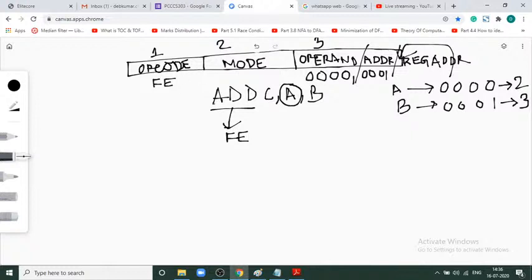If the data on which you are operating is specified by a register, then it is known as register addressing mode. For example, in this example, ADD C, A, B. Here the value 2, which is my first data, is stored in the A register. My second data, 3, is stored in the B register. So the A register stores 2, the B register stores 3, and A and B are registers. So hence I should write the mode of this instruction ADD C, A, B as register addressing mode.